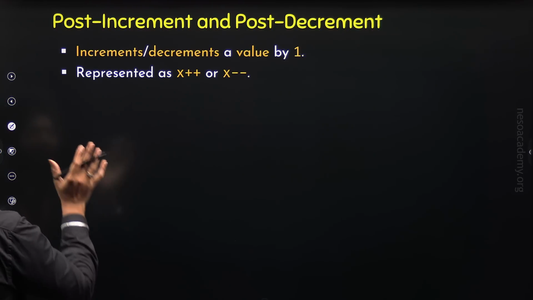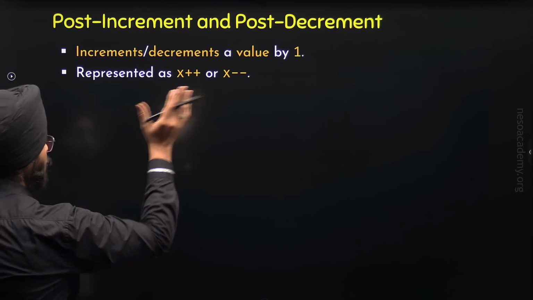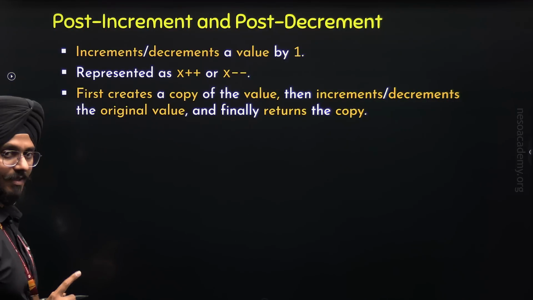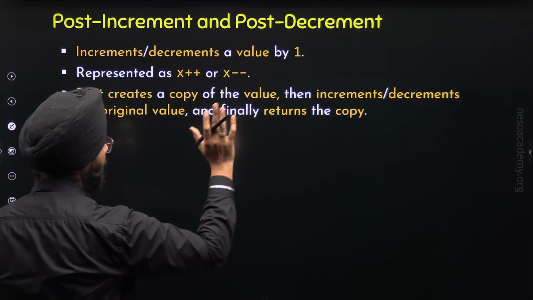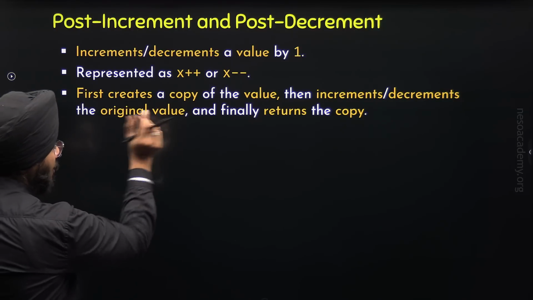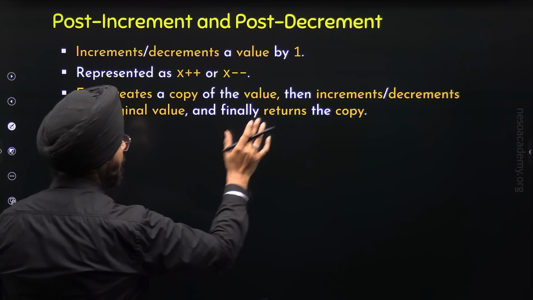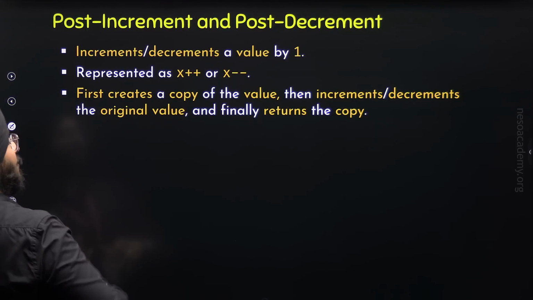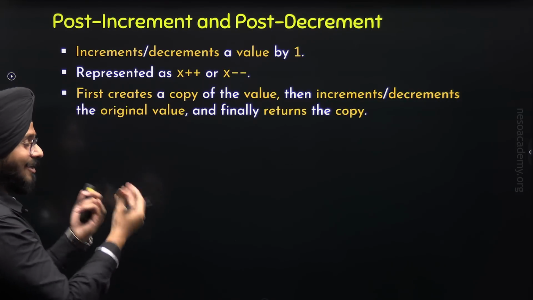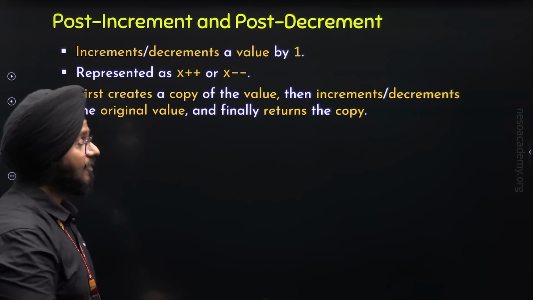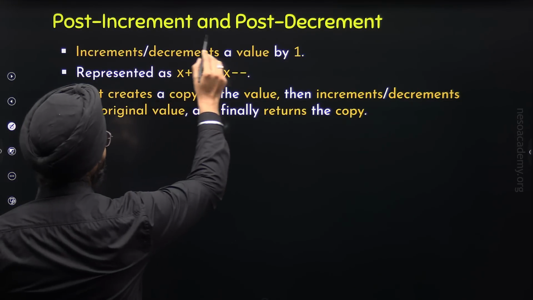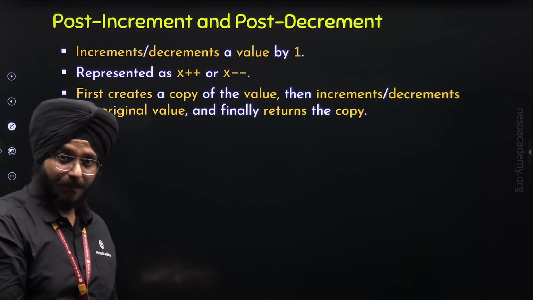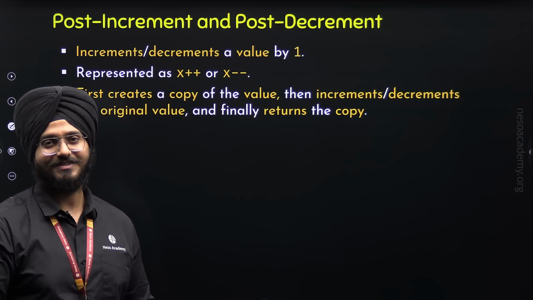Now I would like to mention the functionality of post-increment and post-decrement operators. First, the copy of the value is created. Then the value is incremented or decremented. I am talking about the original value. And then finally, the copy is returned. It seems like first the value is returned and then the increment or decrement happens. That's why we call these operators post-increment and post-decrement. Increment or decrement happens after the value is returned.